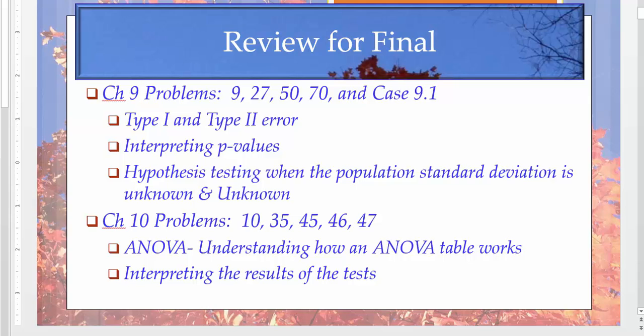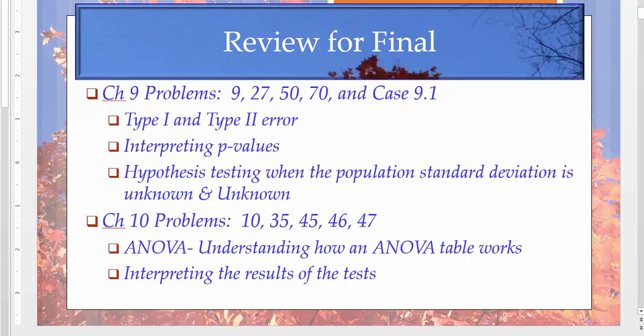The purpose of this video is to provide you a review for the final exam. So as you see here in front of you, these are the problems that you need to review for Chapter 9 and Chapter 10. The concepts in Chapter 9 that are important that you have a good understanding of are Type 1 and Type 2 error, interpreting p-values, hypothesis testing, when the population standard deviation is known and unknown.